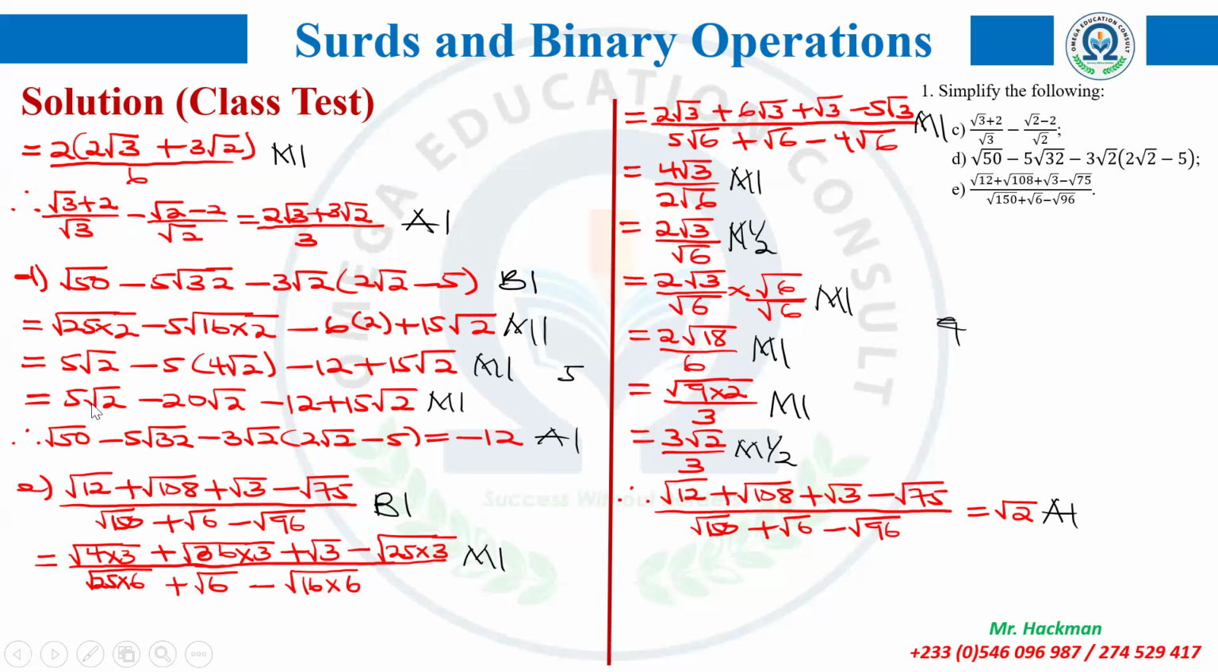Now you can see that you have like terms to combine. So you get 5 roots of 2 minus 20 roots of 2, and that will give us minus 15 roots of 2. Then plus 15 roots of 2, so that will give you 0. So you end up getting minus 12. And this question, we even solved it in class.